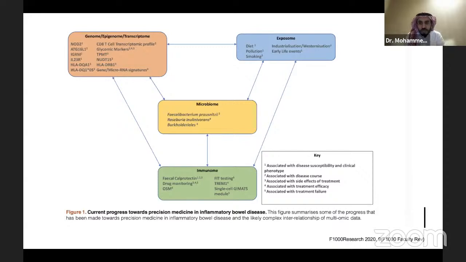That's why the concept of precision medicine is coming more and more into mainstream clinical research. And I hope, inshallah, within the next decade or so, we will be able to give patients personalized medicine that is more effective for each individual person.